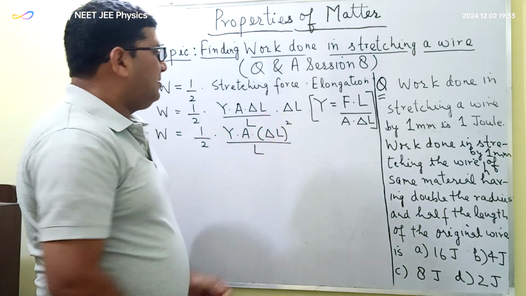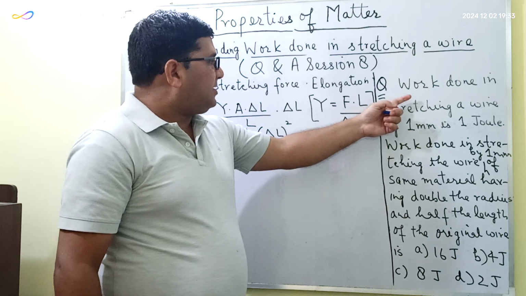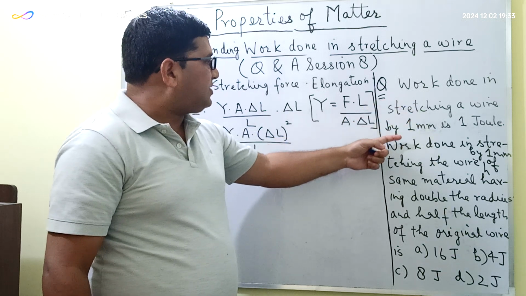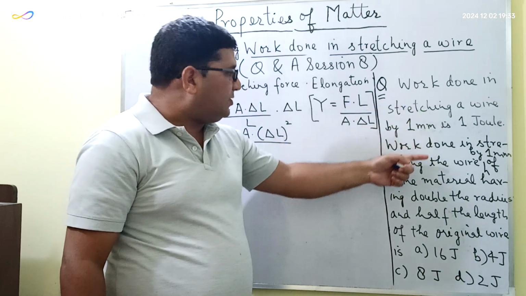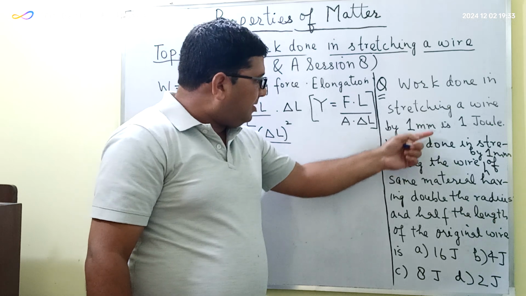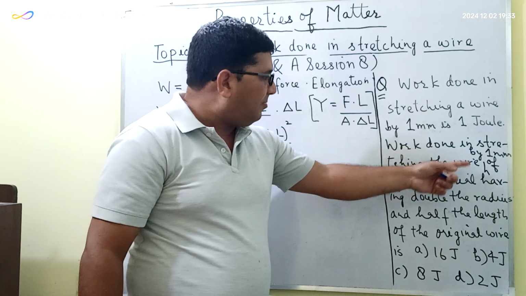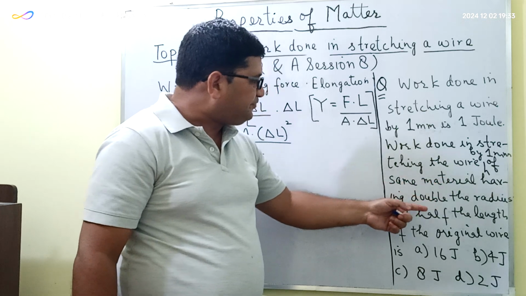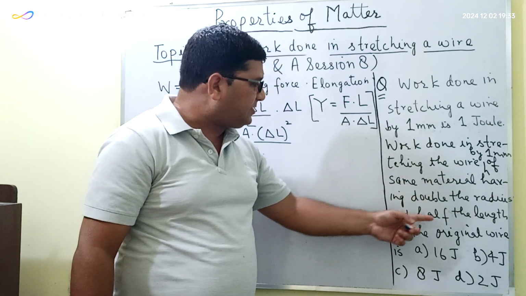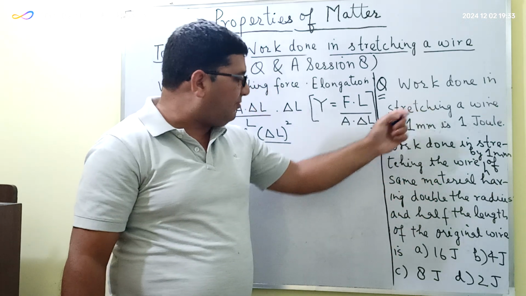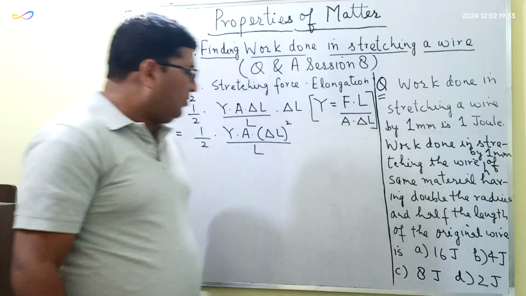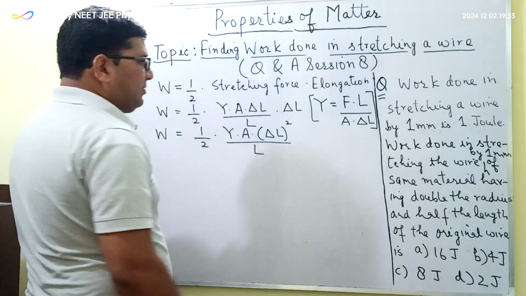So in the question here, it is given that the work done in stretching a wire by 1 mm is 1 joule. The work done in stretching another wire by 1 mm of the same material, having double the radius and half the length of the original wire, is? There are 4 options here, and we have to find the correct one.